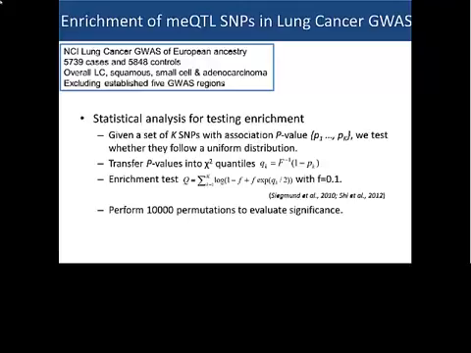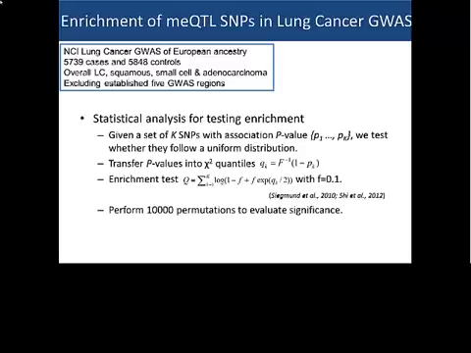So here's our procedure for testing for association. First, given a set of K SNPs with association p-values P1 to PK, we test whether they follow a uniform distribution, because if there's no association, then these p-values will follow a uniform distribution. And then we transform the p-values to the chi-square quantile, and then we perform a test that uses this statistic with f set to 0.1.